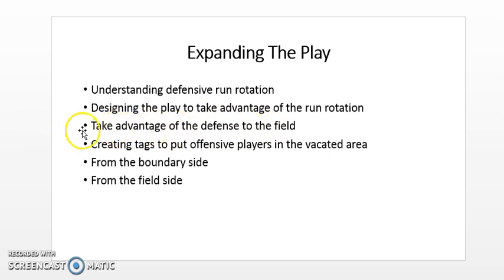We can do that by looking at the 2 receivers we had to the field, how they're lined up. Is it a man-to-man, cover 1, cover 0 situation? There's some things we can do to take advantage of it. We're going to create some tags to put the offensive player in this grass, or this vacated area by the boundary safety, by the jack dropping down. We're also going to create tags that put people into that area to the field side. So we have to have tags to help us from the boundary side and to the field side.